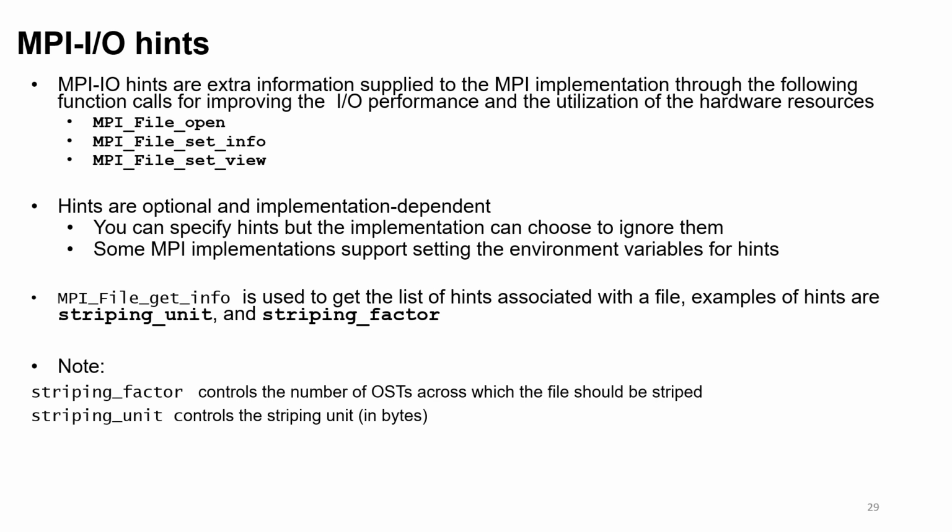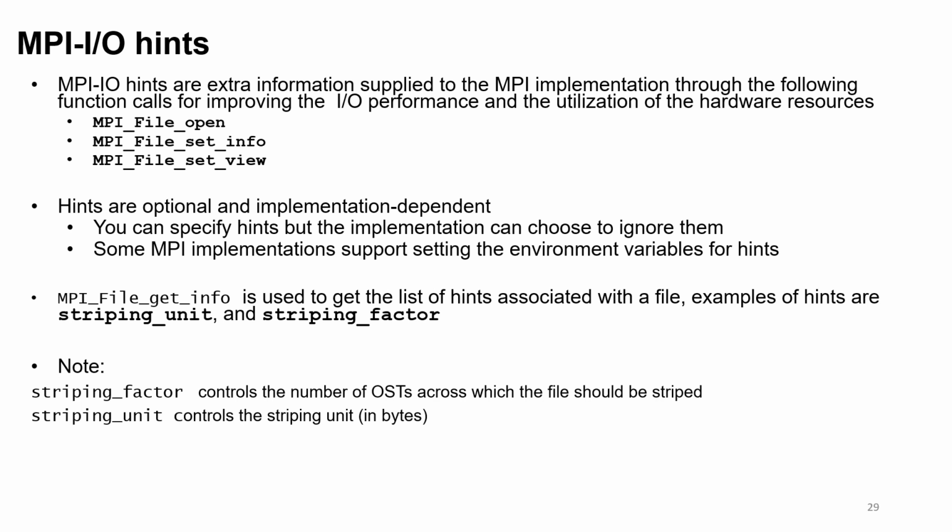In general, though, you can have these three function calls shown on the slide for passing hints to MPI. You can use MPI_File_open, MPI_File_set_info, or MPI_File_set_view. We have already seen the usage of MPI_File_open and MPI_File_set_view. In these functions, wherever we said MPI_INFO_NULL, in its place we could actually pass the info object which contains actual hints.